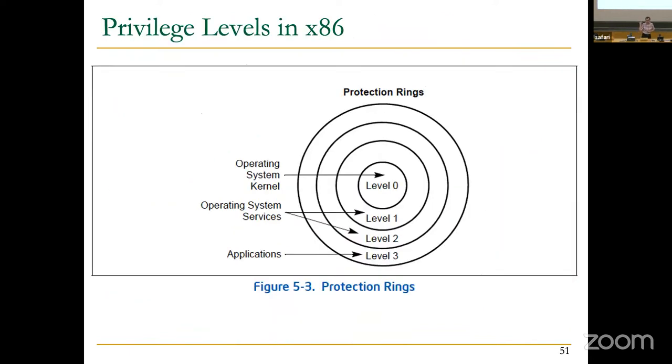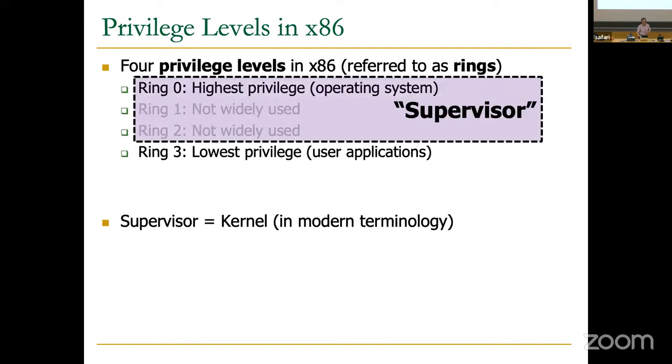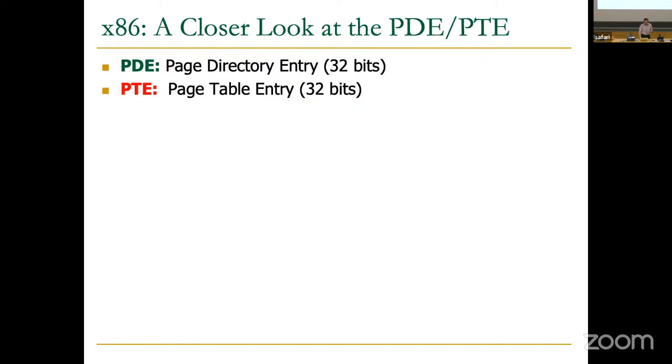So there are privilege levels in x86. Again, I don't have time to go over this in detail, but there are these levels that you may see. They're not necessarily the best architecture for protection. This is old, let's say. But just to give you an idea, usually at ring zero, you have the supervisor level, highest level, and the operating system has this privilege. And usually user applications are at the lowest privilege, right? User. Supervisor is kernel in modern terminology. It used to be called supervisor in the past.